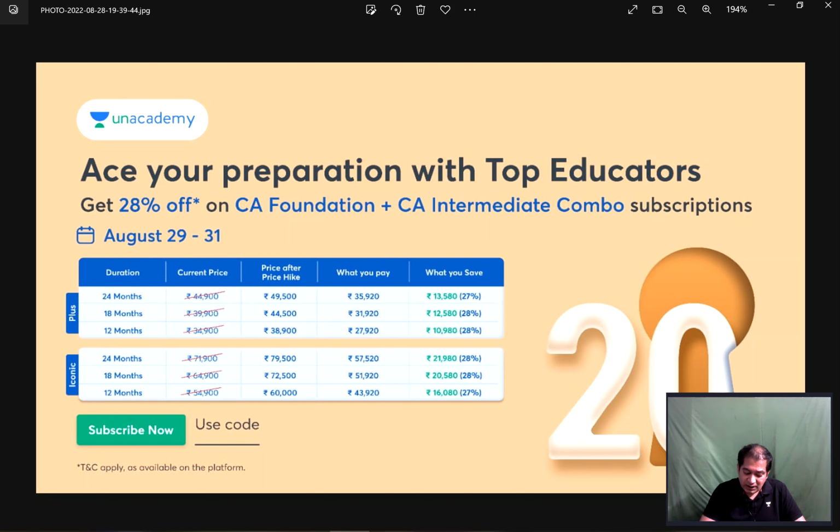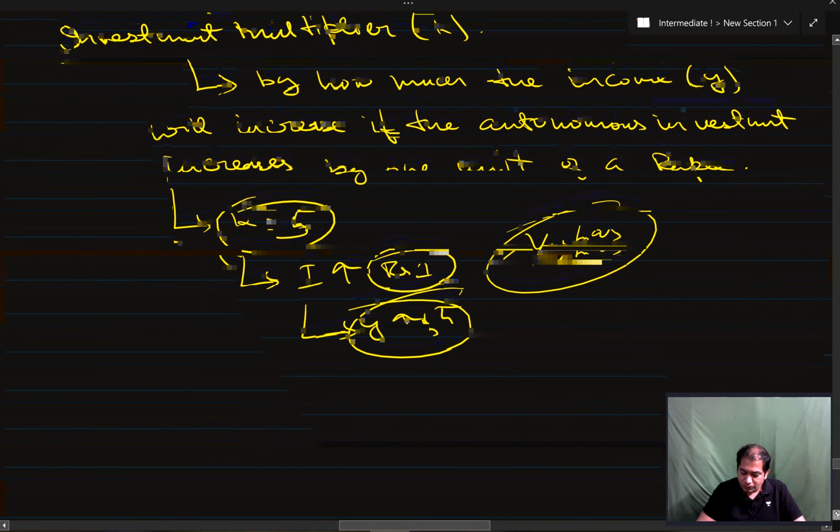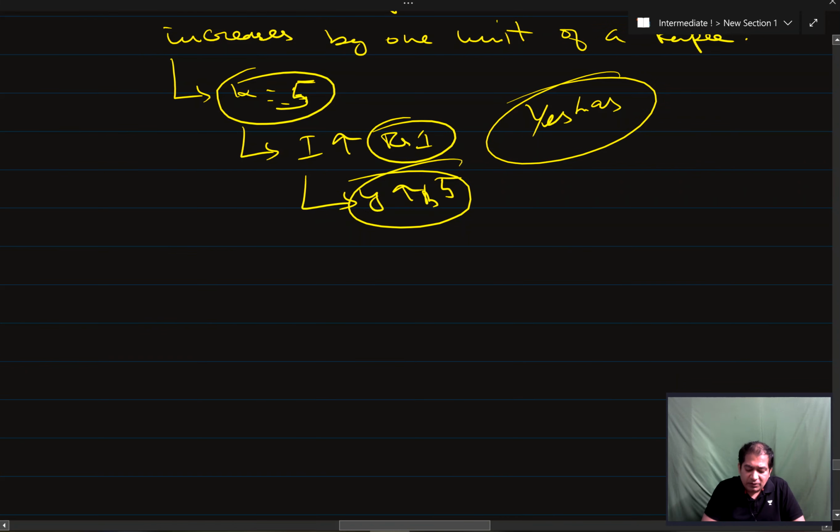Now coming back to the topic. All right, so how to determine the value of this K? The value of the investment multiplier: how do you find it? We say it is change in income by change in investment. Correct? Now this value can also be determined.